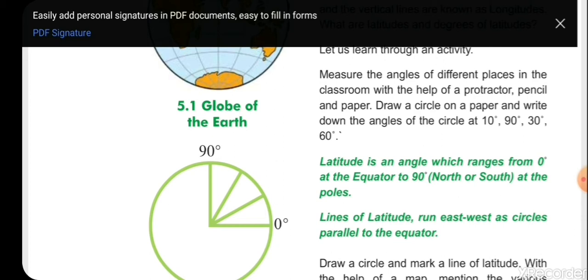So they are telling us that latitude is an angle which starts from 0 degree at the equator to 90 degree. That means 0 degree to 90 degree from north and south, from top to bottom according to this picture. And the lines of latitude run from east to west as a circle parallel to the equator.